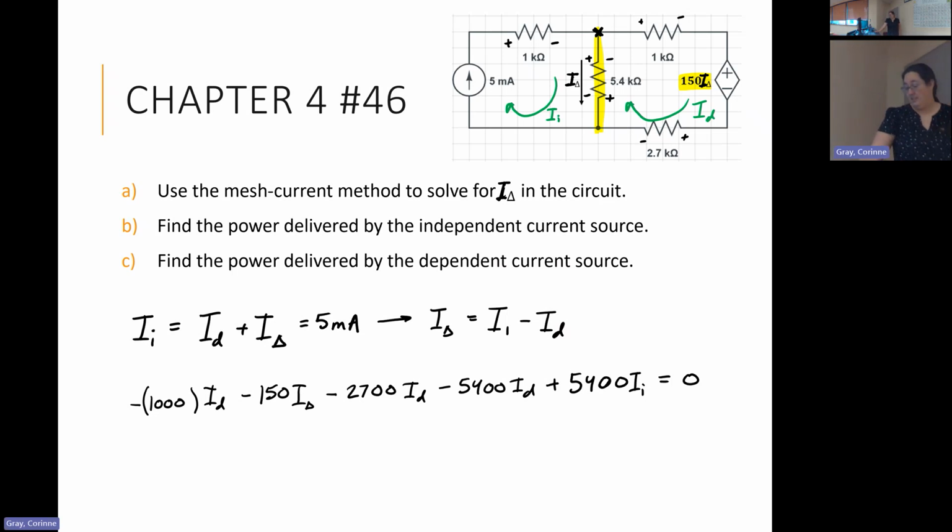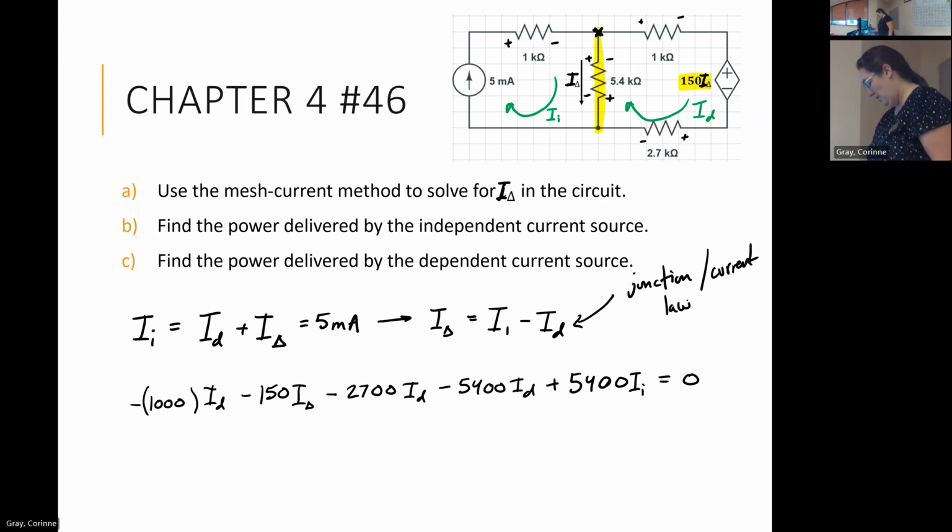So those two equations are not the same. The top one is for the left. This is a junction, or current law, which tells us the relationship between our currents. The reason we want to do this is, as Cody mentioned, we now have a minus 5,400 ID plus 5,400 II, which, would you know it, looks like a negative I delta.